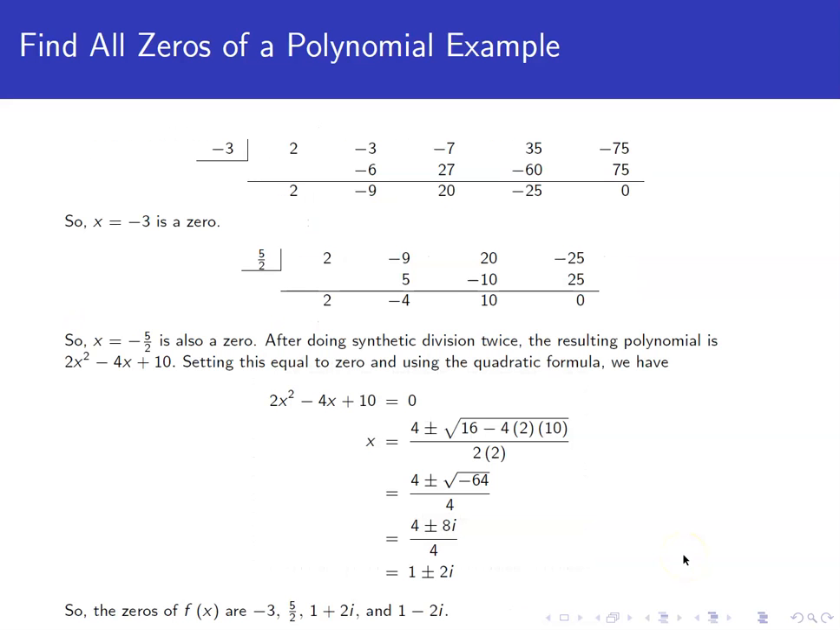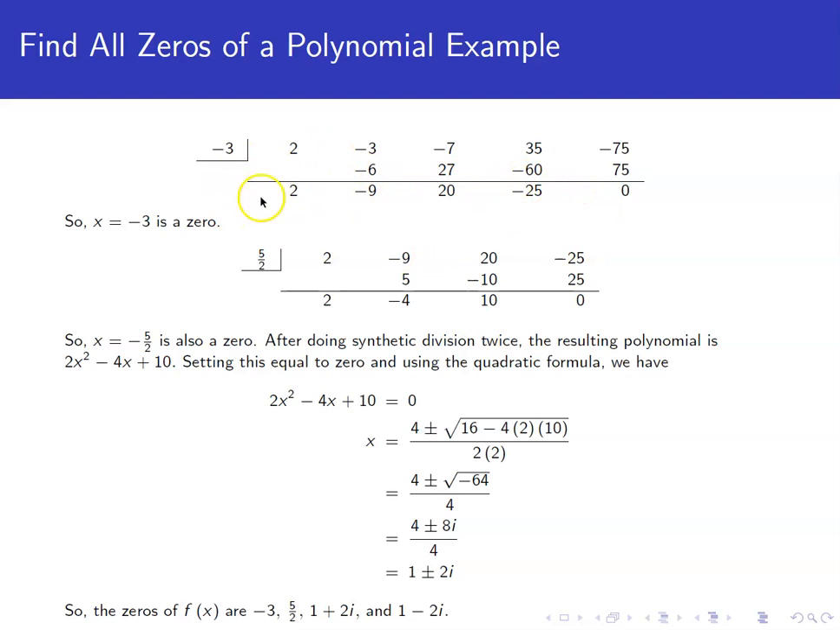We use synthetic division to check that we really do have zeros here, and to knock the degree down at the same time. Checking -3 and going through your work for the synthetic division, we get 0 at the end. So -3 really is a 0, and we've knocked down the degree from a 4th degree polynomial to a cubic, a 3rd degree polynomial.